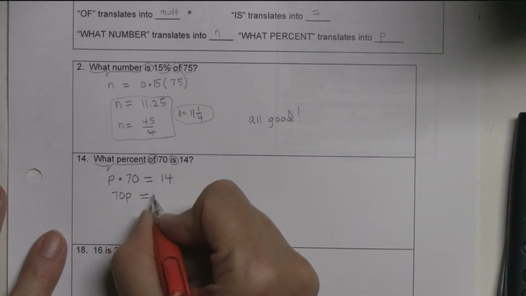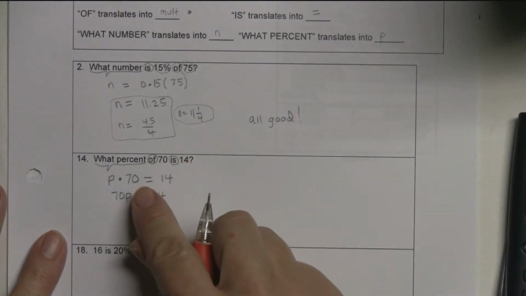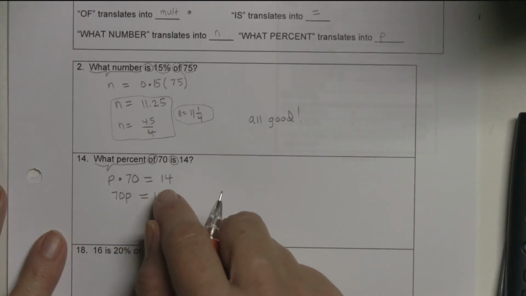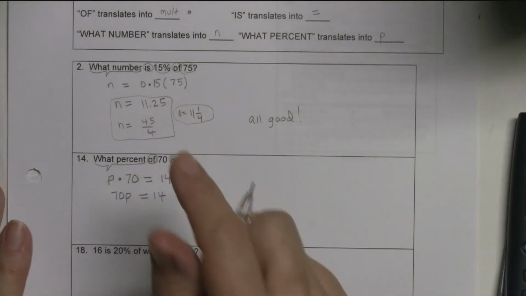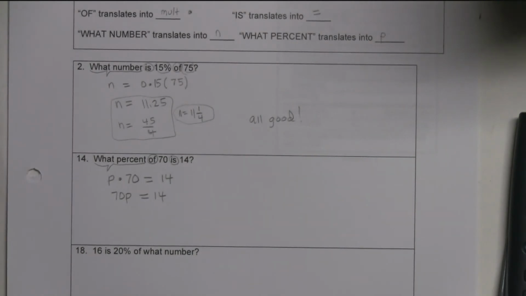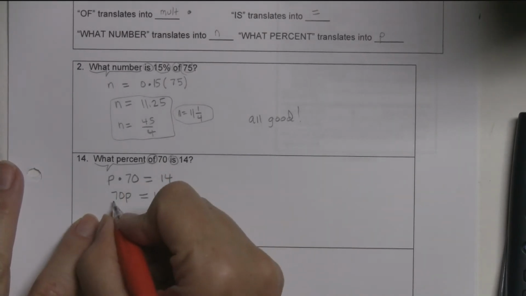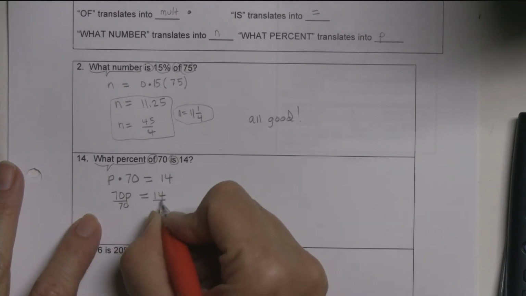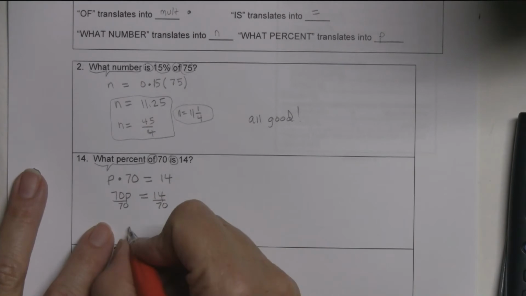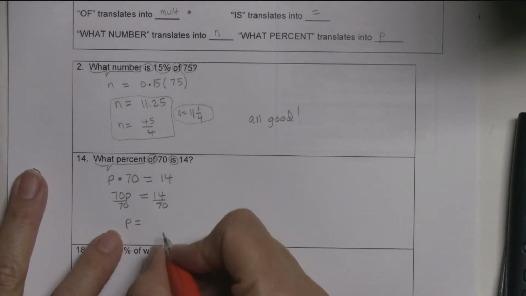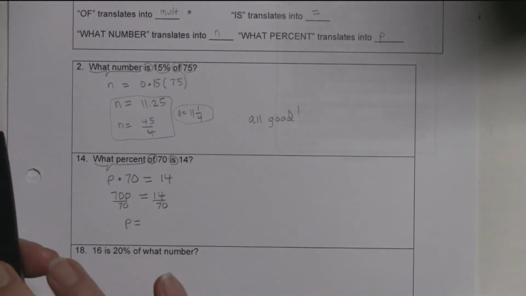But either way, if you rewrote it or you don't rewrite it, to solve this, it's not just simple arithmetic like it was here. There's no distributive property, no like terms to combine, no addition or subtraction. It's just the last step: put your finger on P and divide by what you see. So you're going to be dividing 14 by 70. So this is P equals, and whether you write that as a reduced fraction or you leave it as 14 over 70, it doesn't matter.